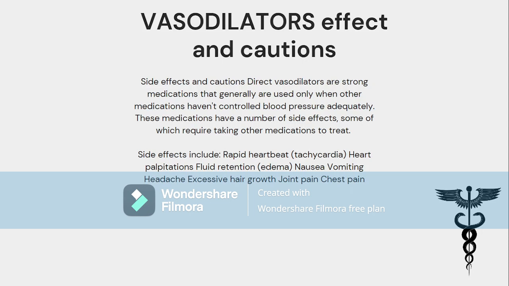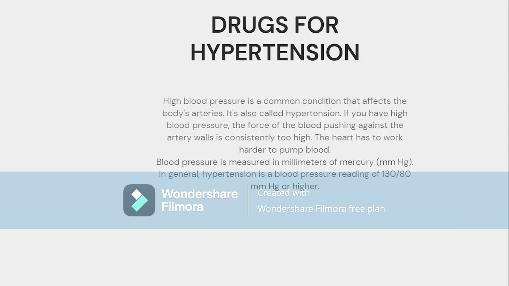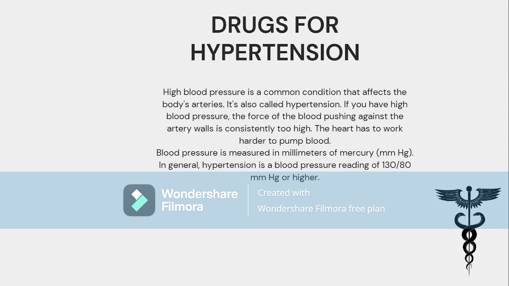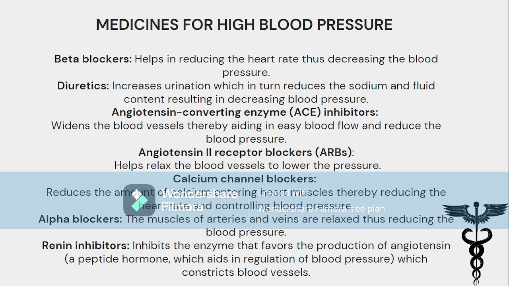Drugs and hypertension. Hypertension, commonly known as high blood pressure, is a medical condition in which the force of blood against the walls of arteries is consistently too high, leading to increased risk of heart disease, stroke, and other complications. One of the commonly used treatments for hypertension is drug therapy. Several classes of drugs are available to treat hypertension, including diuretics, beta blockers, ACE inhibitors, ARBs, and calcium channel blockers, and others. Each of these classes of drugs works in a different way to lower blood pressure.